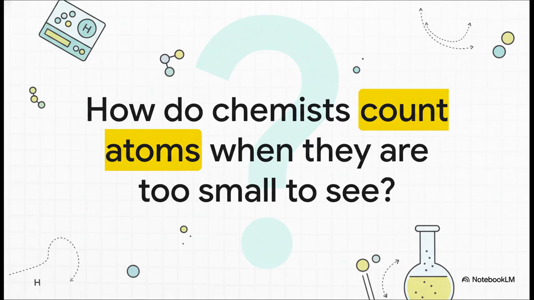How on earth do you count atoms when they're literally too small to see? It sounds impossible, right? But chemists came up with this really clever solution. And by the end of this explainer, you're going to get it too.